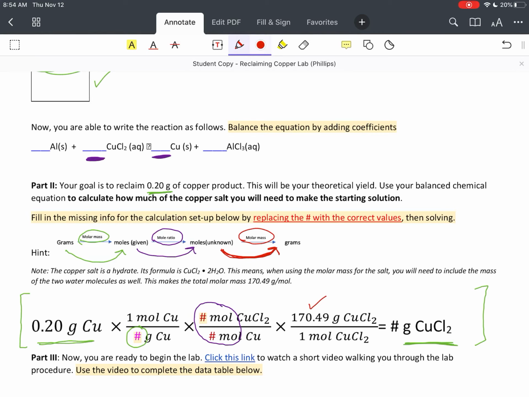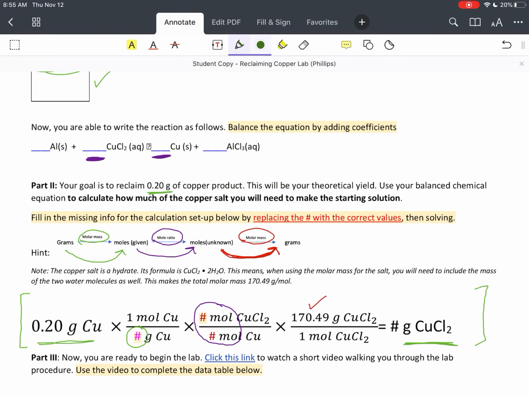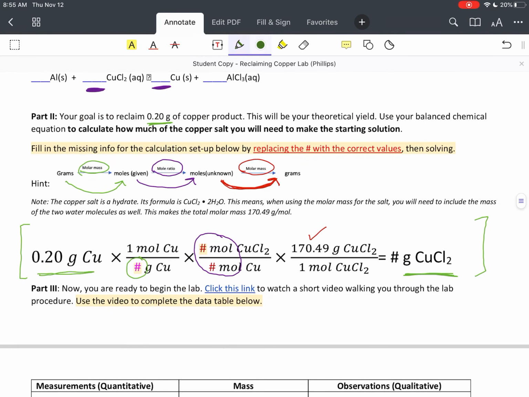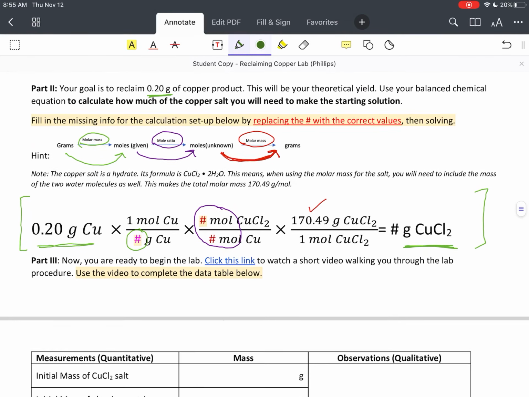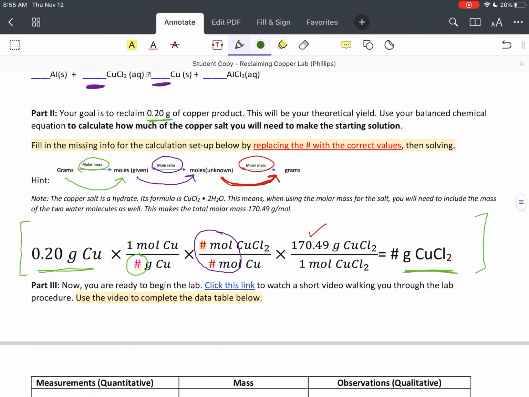So now you should be able to have plugged everything in. You multiply across, divide by the bottom, and you should get your final value of your copper chloride. So that's telling us how much we're going to actually start with in our reaction. I would pause here, make sure you've completed this equation. Once you finish, you're ready for part 3.